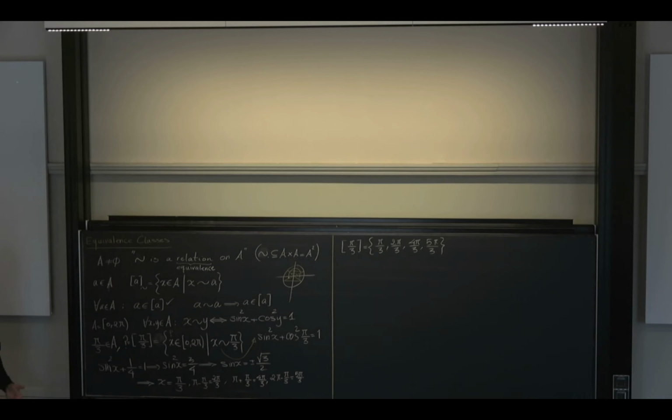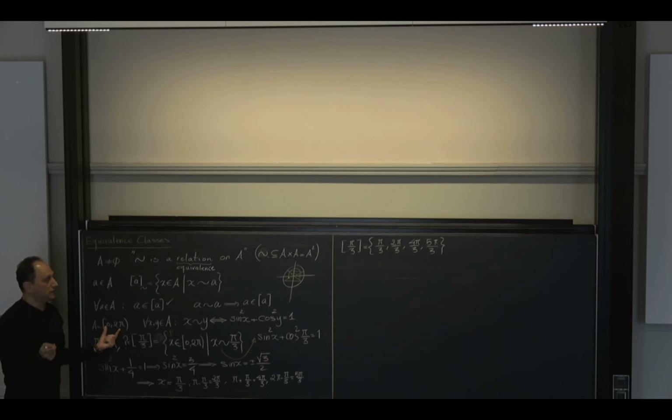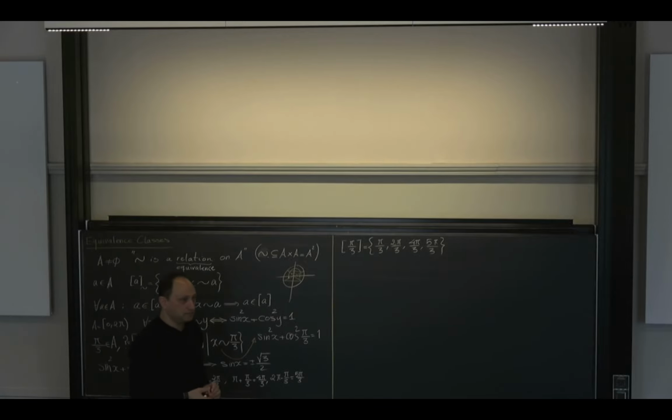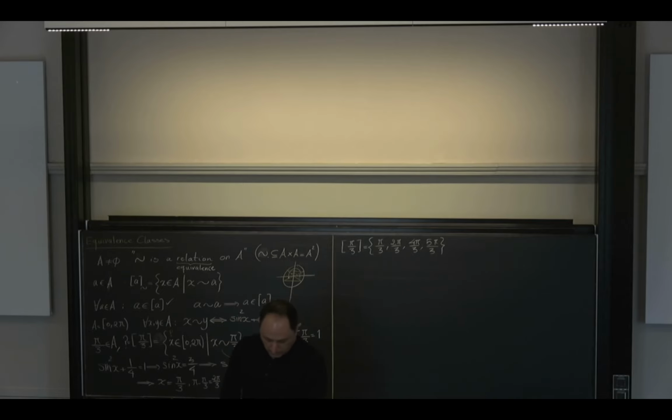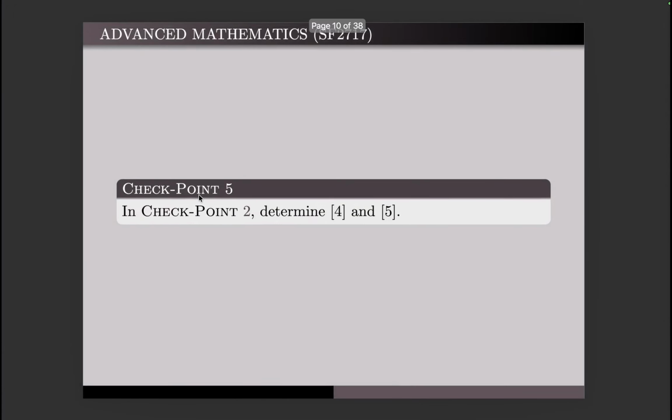But intuitively, if I ask you what is the meaning of the equivalence class of pi over 3, it means all the elements within the set that are related to my element pi over 3. Yes, they are related using the relation defined in the problem. So that's a very simple idea. Any questions? Okay. Now these are examples I want you to go through, checkpoints. These are very simple ones based on the examples and checkpoints we already mentioned.